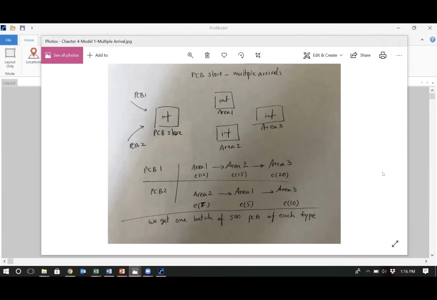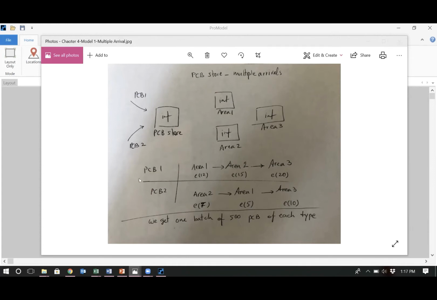then area 3. And here also I have specified the processing time on each one of these areas: 12 minutes, 15 minutes, 20 minutes, and for PCB2, 7 minutes, 5 minutes, and 10 minutes. And all of them are exponentially distributed. So the processing time of PCB1 and PCB2 on each one of these areas have been identified as well. And as you can see, they may have different processing time on the same area. For example, PCB1 on area 1 has 12 minutes processing time exponentially distributed, but PCB2 on area 1 has 5 minutes processing time exponentially distributed. And after they are done processing on these areas, then they exit the system.